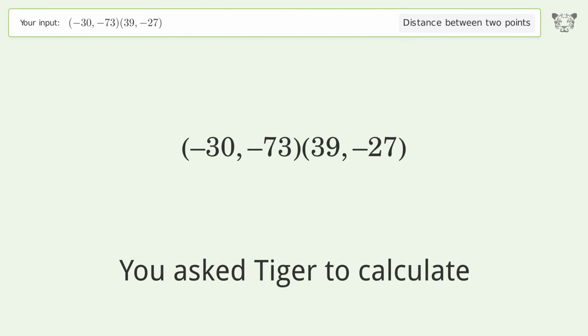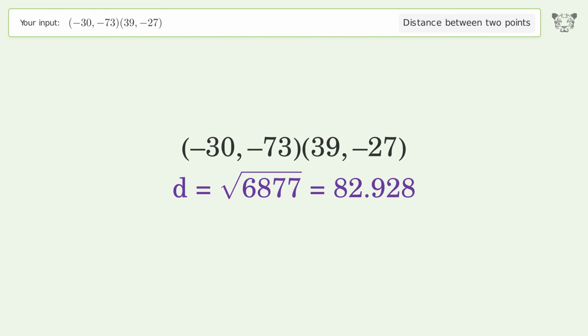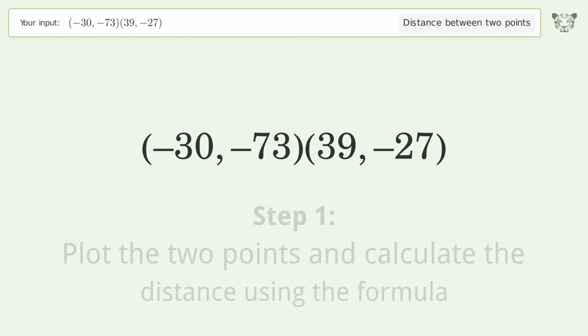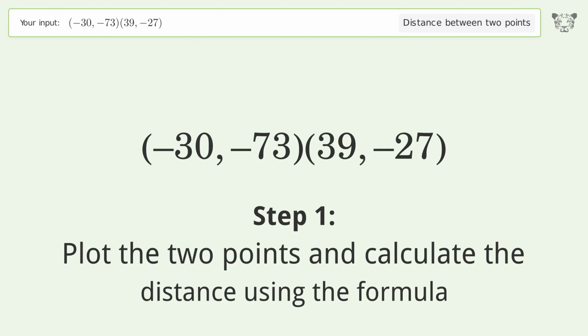You ask Tiger to calculate. This deals with the distance between 2 points. The distance between the 2 points is the square root of 6,877, or 82.928. Let's solve it step by step. Plot the 2 points and calculate the distance using the formula.